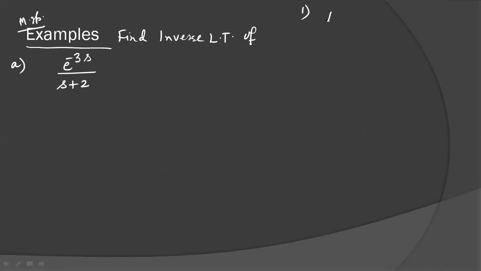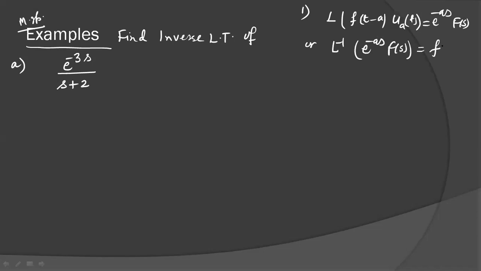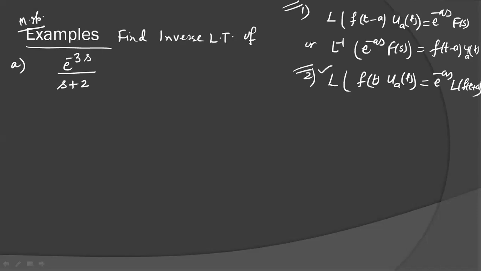Write the shifting theorem. Laplace of f(t minus a) u_a(t) is equal to e to the power minus as F(s), or Laplace inverse of e to the power minus as F(s) equals f(t minus a) u_a(t). In finding Laplace inverse, you use this property. But for finding the Laplace, you use this property: f(t) u_a(t) is equal to e to the power minus as Laplace of f(t plus a). So for Laplace, you use this property. For inverse, you use this property of second shifting theorem. This is a remark on the second shifting theorem.